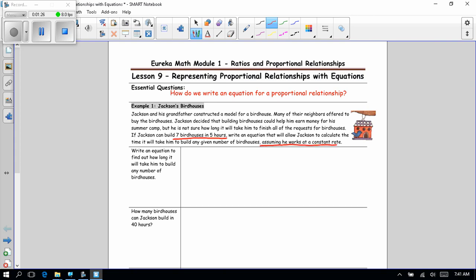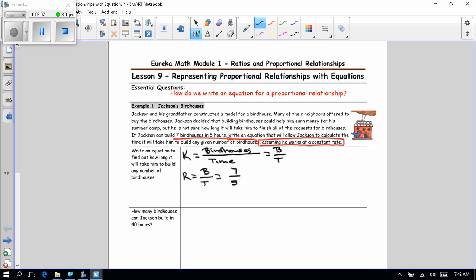All right? We're going to say that he does this at a constant rate. But that is constant. So in other words, our constant of proportionality, right? We're going to keep track of the number of birdhouses he can make in the amount of time that he has. I'm going to use the letter B for birdhouses and T for time. Just kind of makes life easy for me. So my constant of proportionality: the number of birdhouses, I could do 7. And how much time? It says 5 hours, right?